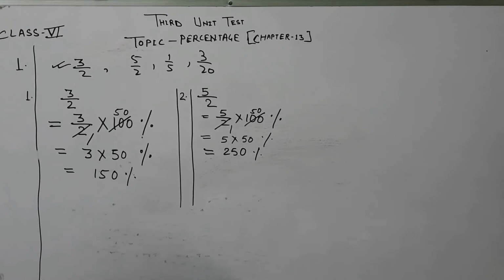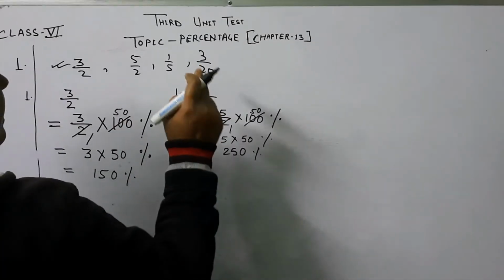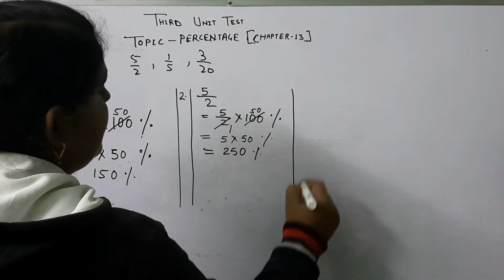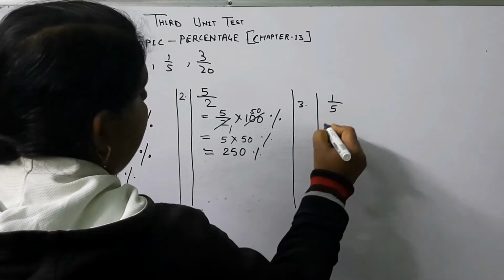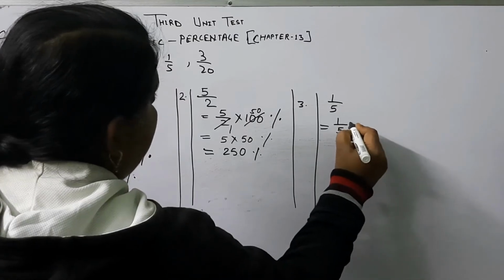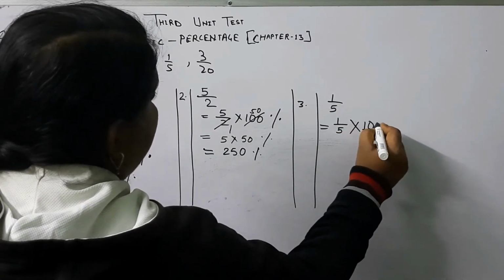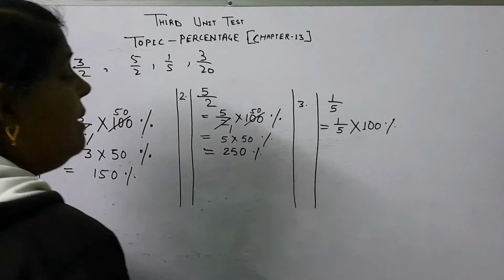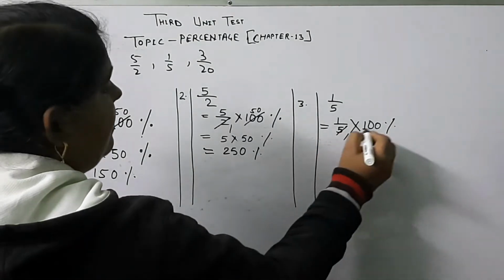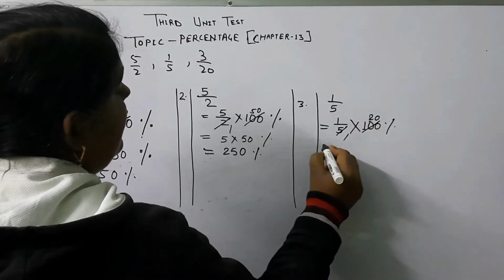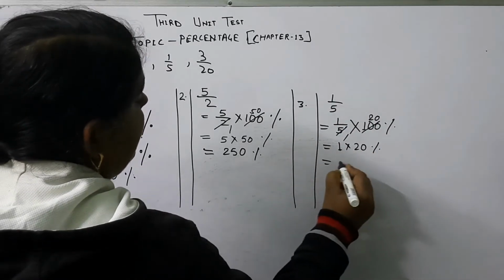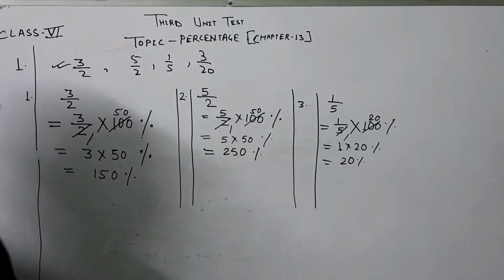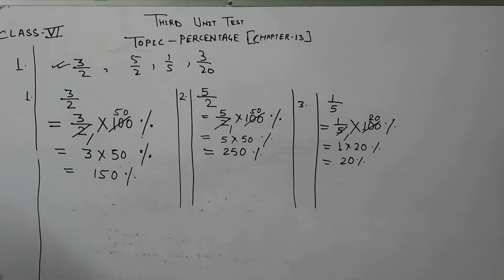Okay, now see the next question is here, 1 by 5. Third number is 1 by 5. Then what is the fraction here? You write 1 by 5 and you have to multiply it with 100 and also put the sign of the percentage. Reduce this number. 5 1s are 5, 5 2s are 10, 5 zeros are 0. What is left on the top? 1 multiply 20%. Then what is the answer? 20%. So students, this is the first question in your exercise.